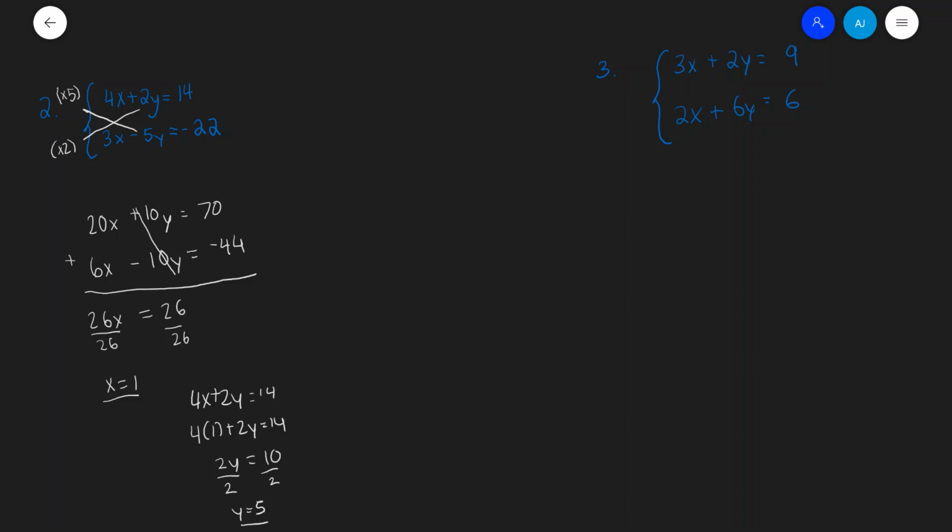Now that I have my x and y variable, I can have the coordinate, which is our solution. So our solution for the system of equations is (1, 5).